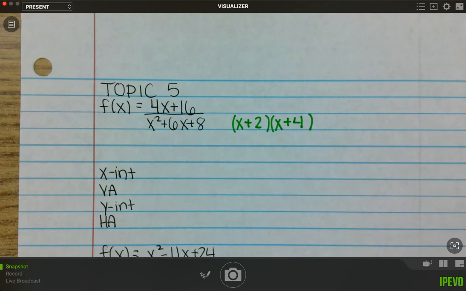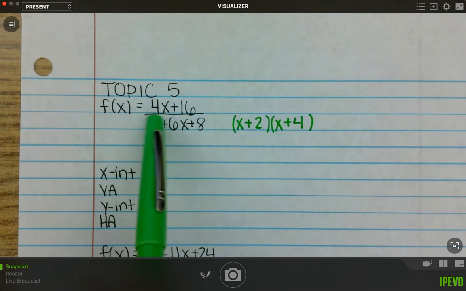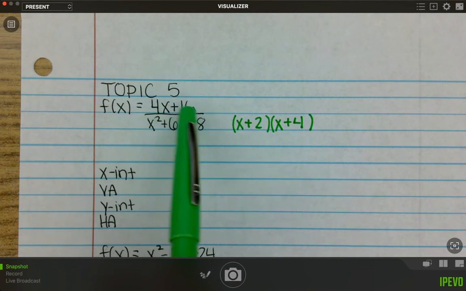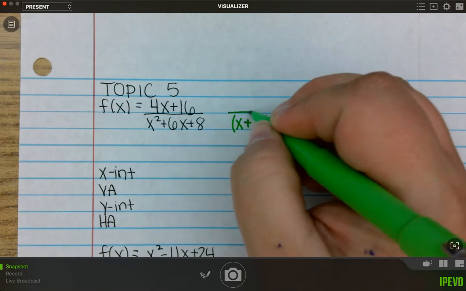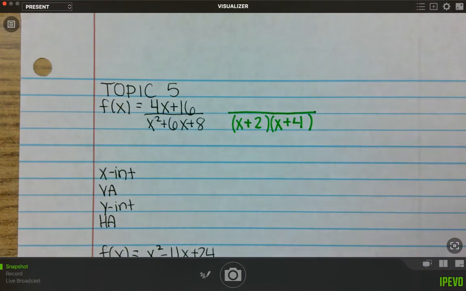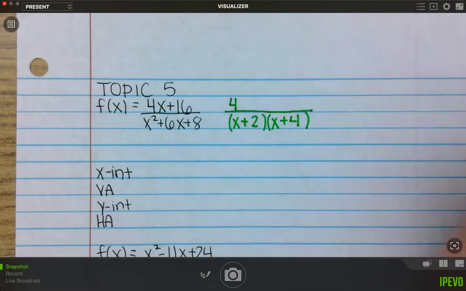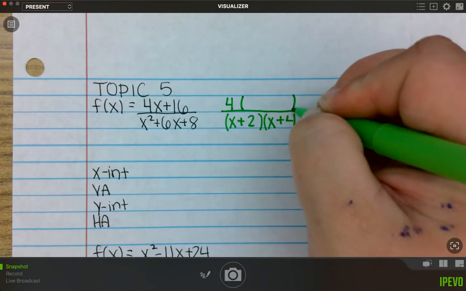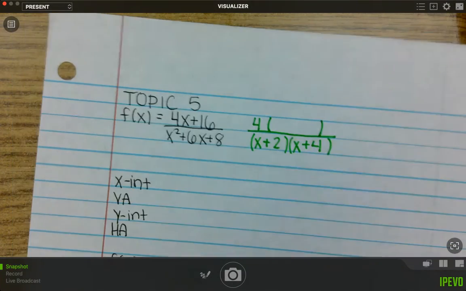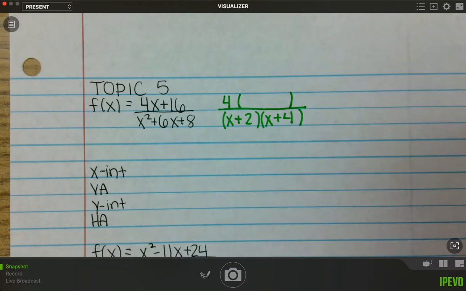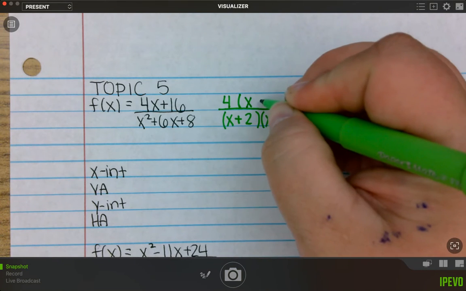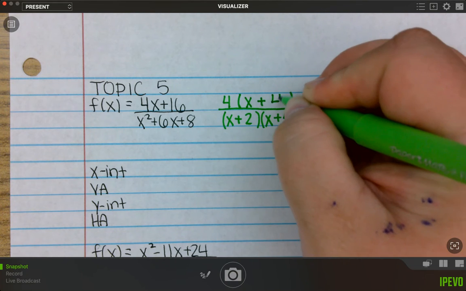On the top, it's a little tricky because there's no x squared. And if you have two things without an x squared, usually it's a good idea to divide by the biggest number you can. So we've got 4 and 16. I can divide both of those by 4. So I put a 4 out front and then I put my parentheses. And inside my parentheses, I'm going to write what is left if I divide both of these by 4, which gives me x, and 16 divided by 4 is 4.